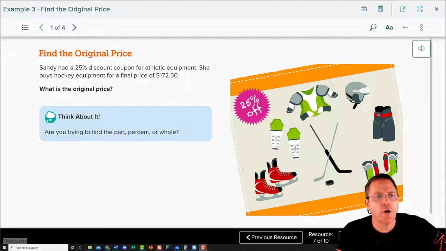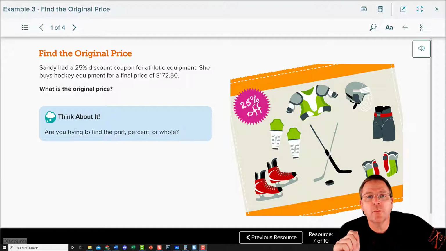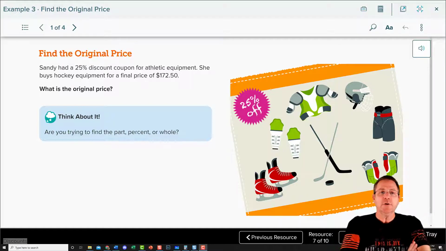Welcome back for part 2 of discounts. This one's going to work a little different. Sandy has a 25% coupon for athletic equipment. She buys hockey equipment for the final price of $172.50. And we want to know, what is the original price going to be?